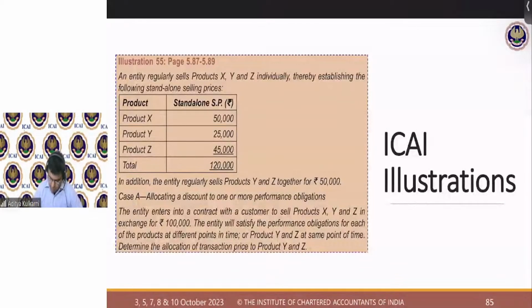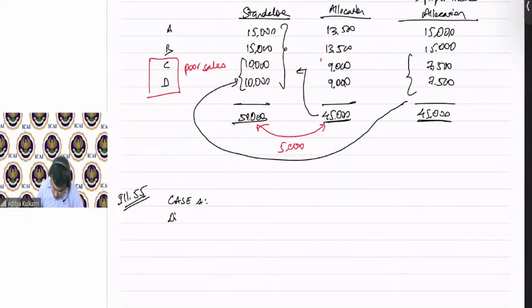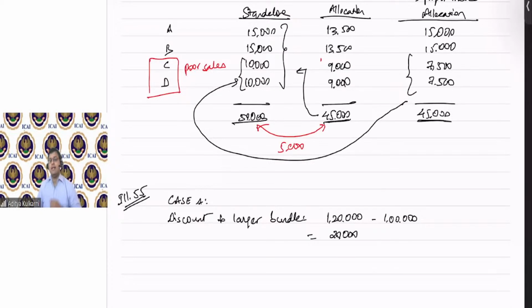How am I going to do this? X, Y, and Z together, it is 1,20,000. So, discount to larger bundle is equal to, sir, standalone price is 1,20,000. Combined price is 1 lakh. So that means 20,000 is the discount. This is X plus Y plus Z.